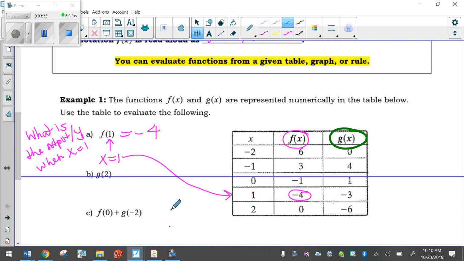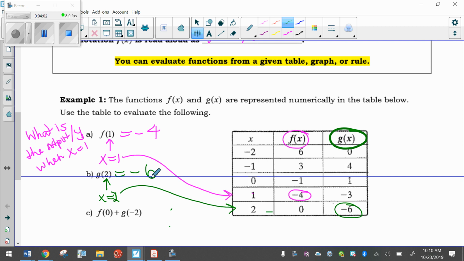Excellent. So g of 2. So this is telling me that my input, or my x value, is 2. And I want the output. So I go over to my table. I find where x is 2. I need my g output. So I'm going to come across over to the g, and the output is -6.